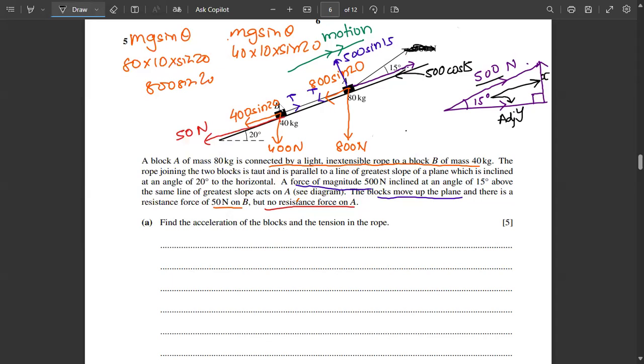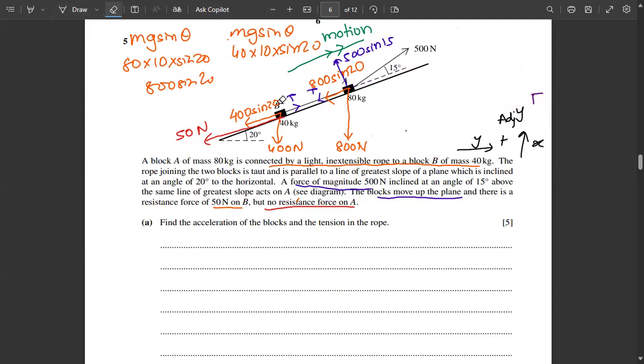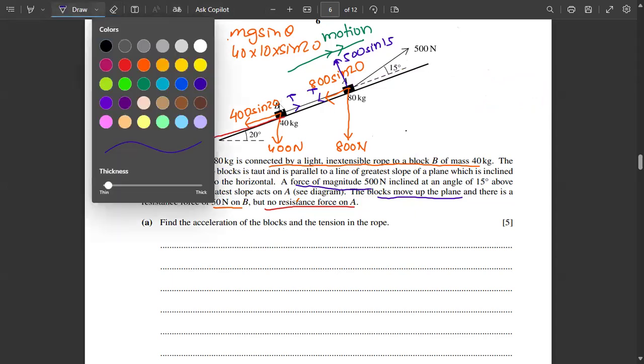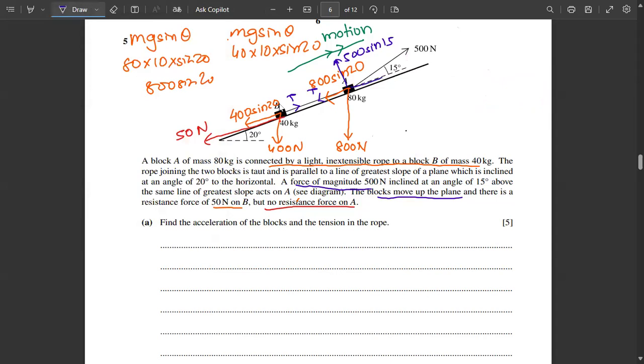And now this 500 is of no use to us because we have already resolved the forces. This 500, we have resolved it in terms of x and y, and that is equivalent to this 500 Newton force. One second, I will clear out everything and write it in a neat manner. So this will be 500 cos 15.